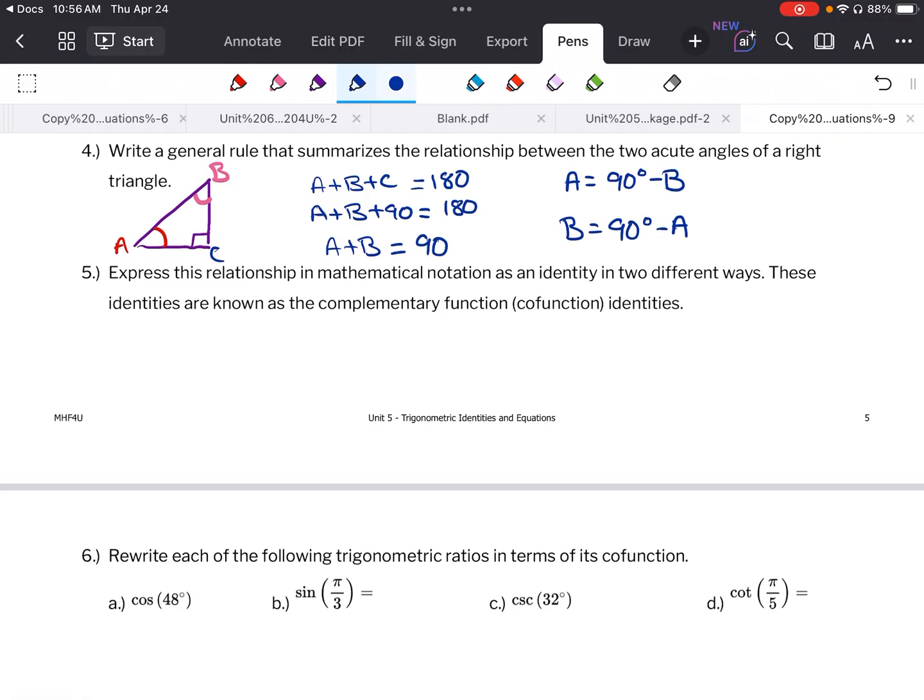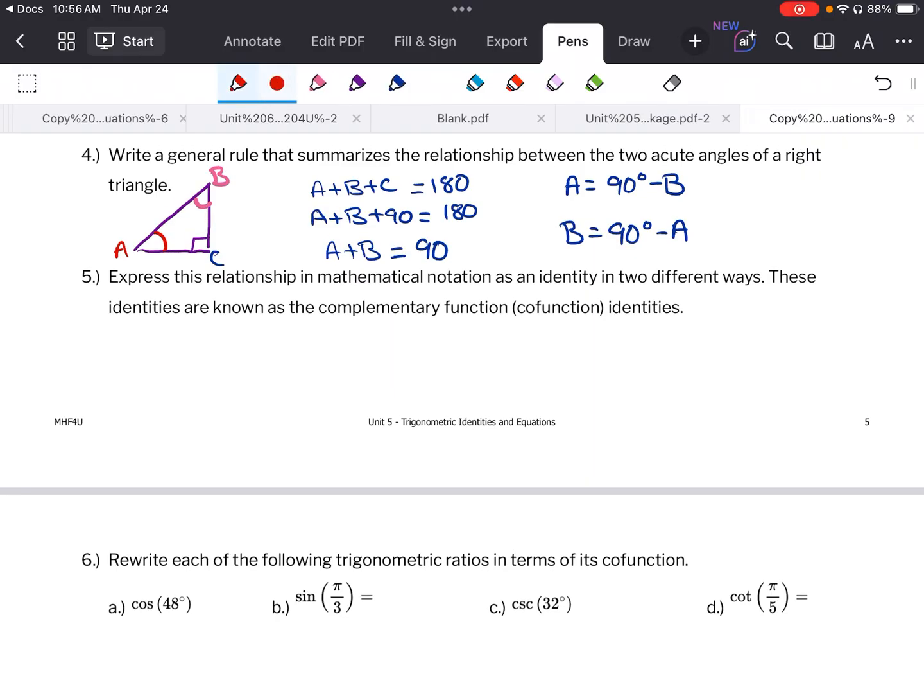And angle B is equal to 90 degrees take away A. Okay, express this relationship in mathematical notation as an identity in two different ways. These identities are known as the complementary function or cofunction identities. All right, so we wrote that cos A is equal to the sine of 90 take away A, and we wrote that sine A is equal to the cos of 90 take away A.